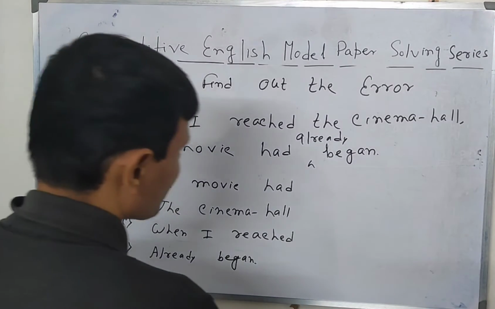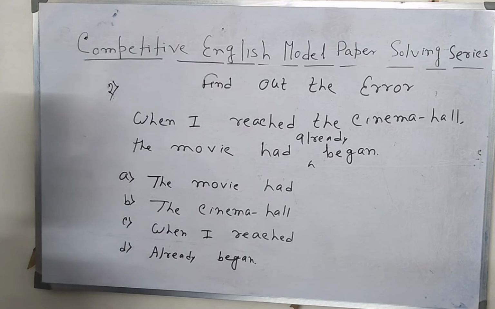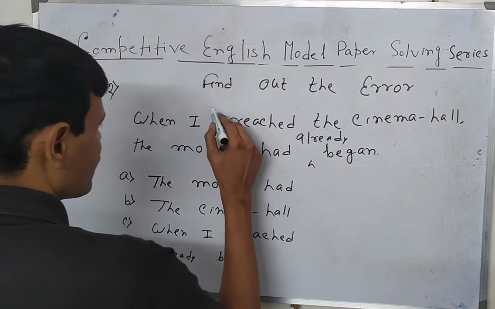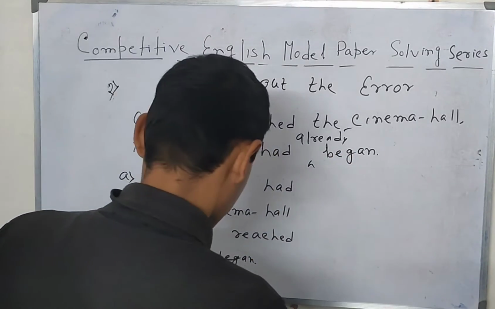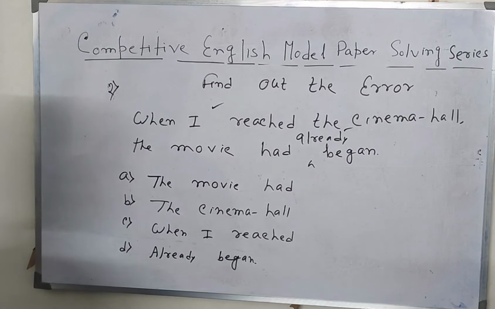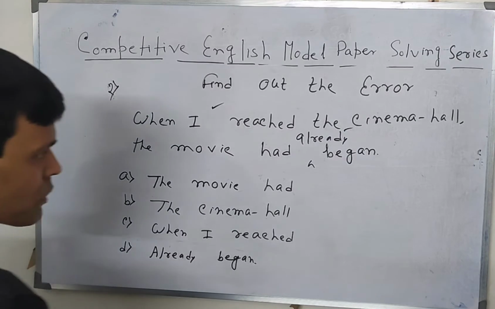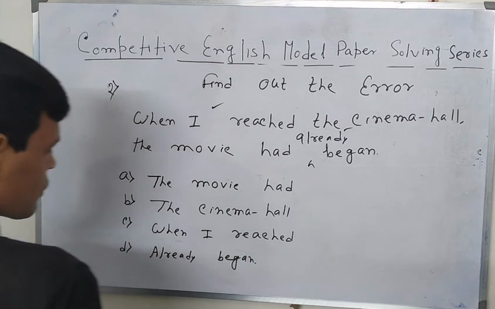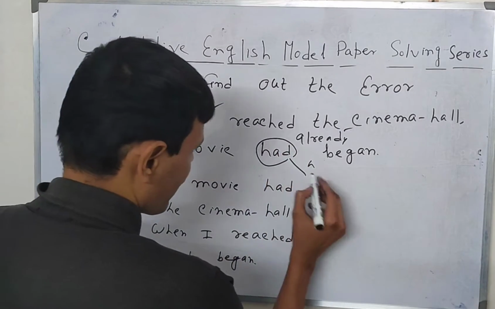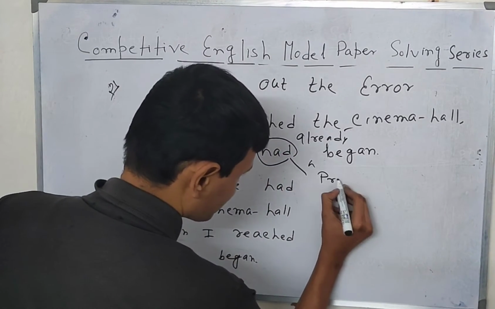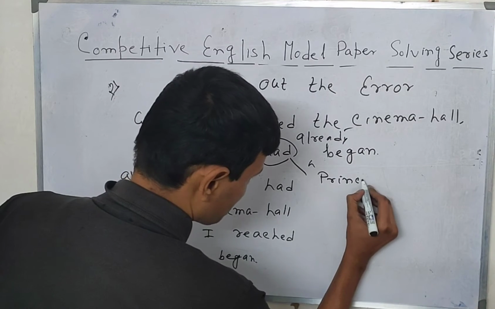So when I reached the cinema hall, the movie had begun. So there is no mistake in this construction. There is a little bit of mistake in this construction. If we consider the mistake, I should say that there is no mistake, though already is given. Still, the question will be like this: whenever we use had as the principal verb, this is the principal verb, meaning main verb.